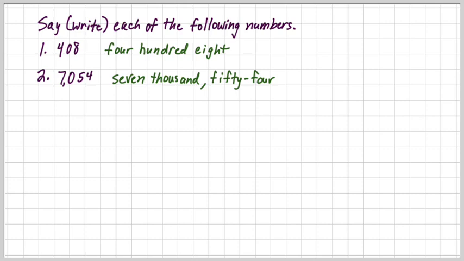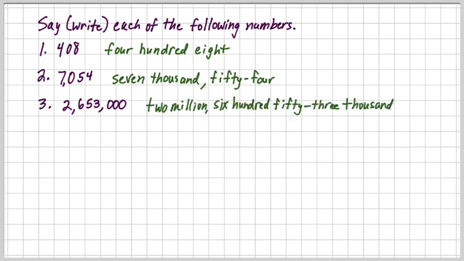Let's go on to the next number. So go ahead and read that one to yourself. All right, so you should have said 2,653,000, and that's all we say because there are no ones. Let's go on to number 4. Things are getting harder. See if you can do that one.